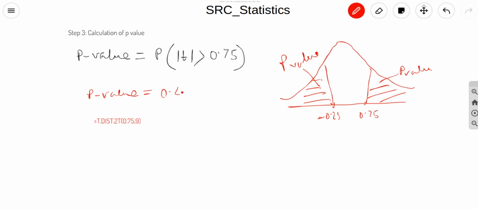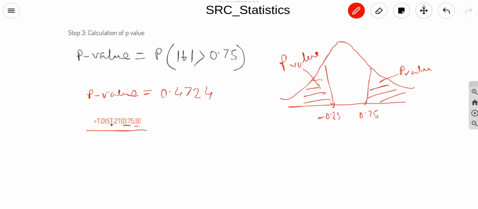From Excel, using the Excel formula, the p-value is 0.4724, and for your record you can write down the formula. It is equal to T.DIST.2T(0.75, 9), where 0.75 is the value of the test statistic, and then comma, the degrees of freedom is 9. So if you put this formula in your Excel, you will get the p-value 0.4724.